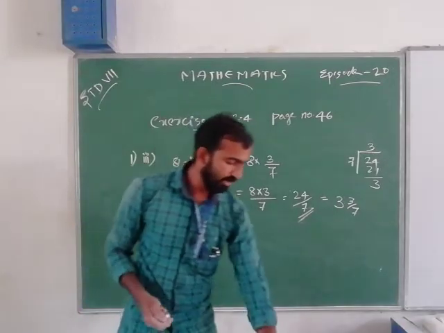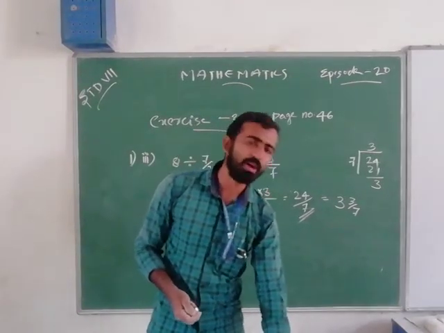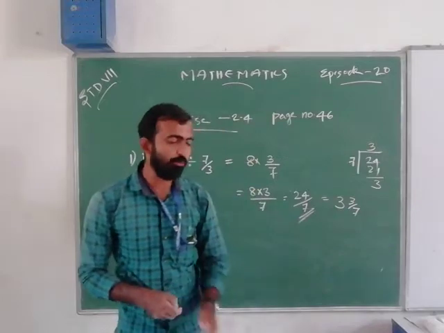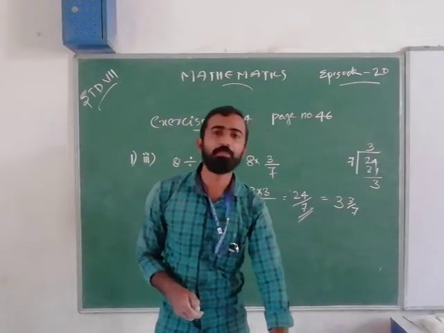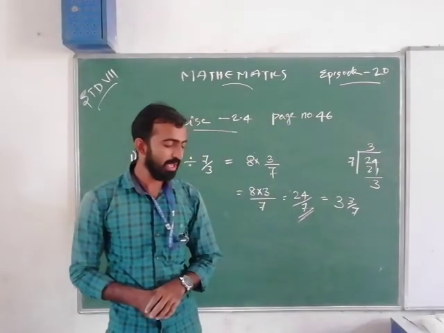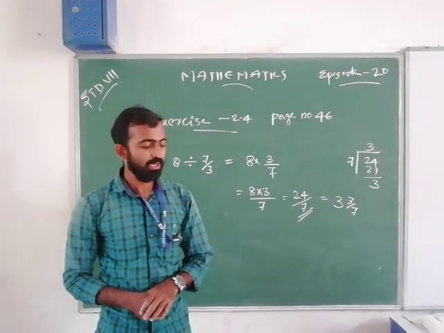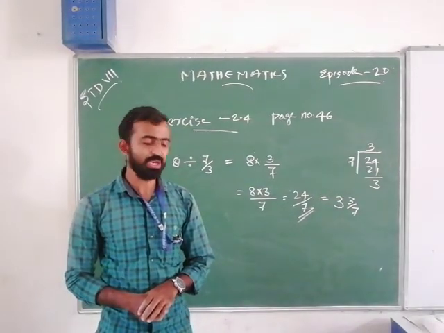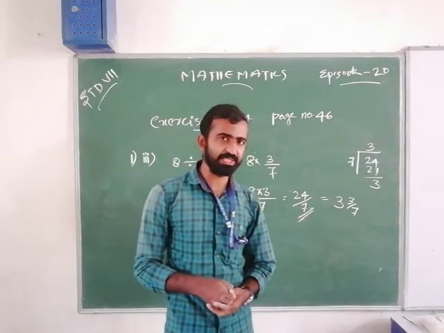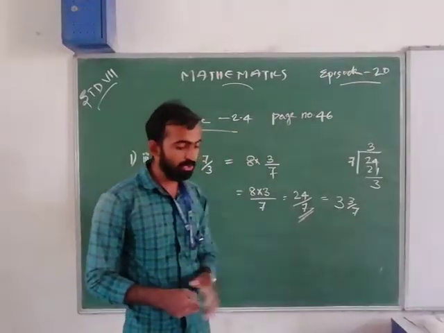And the next one is for your homework. Fourth one, 4 divided by 8 by 3. That is, for your homework, 4 divided by 8 by 3. Page number is 46, Exercise 2.4.